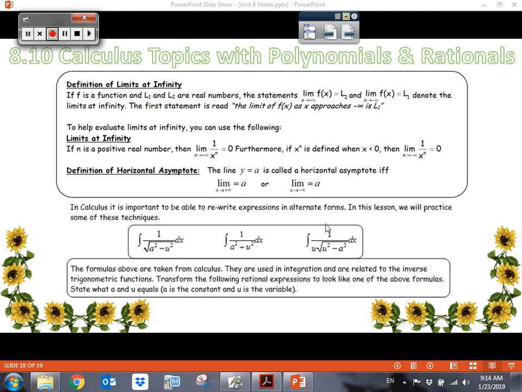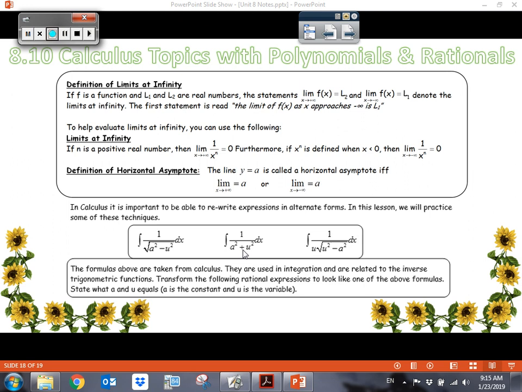Our second goal is to look at these formulas for integration that you will learn next year. We're not going to integrate. We're just going to try to get what you're given to look like this. That's all. That's the second lesson. It's pretty straightforward, I think.